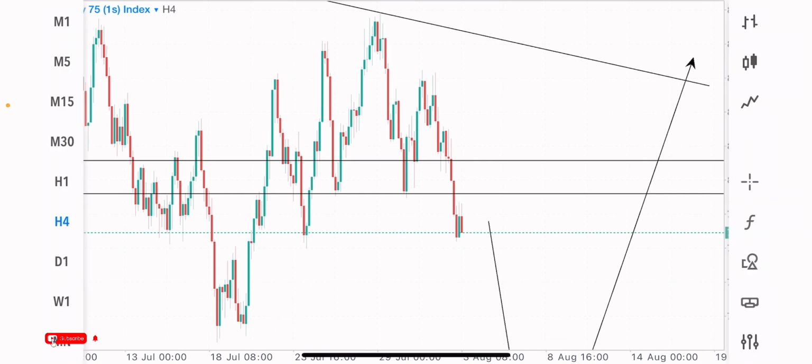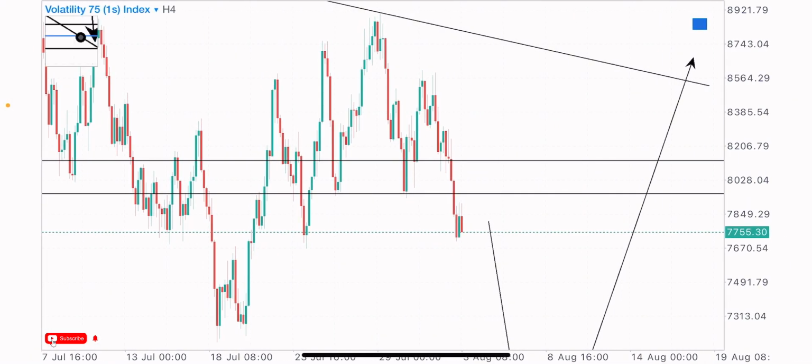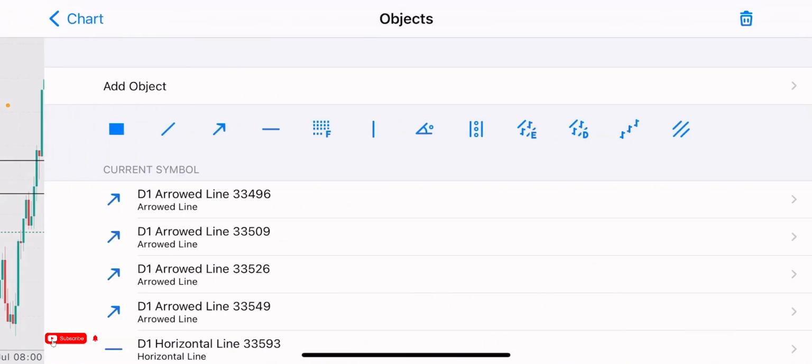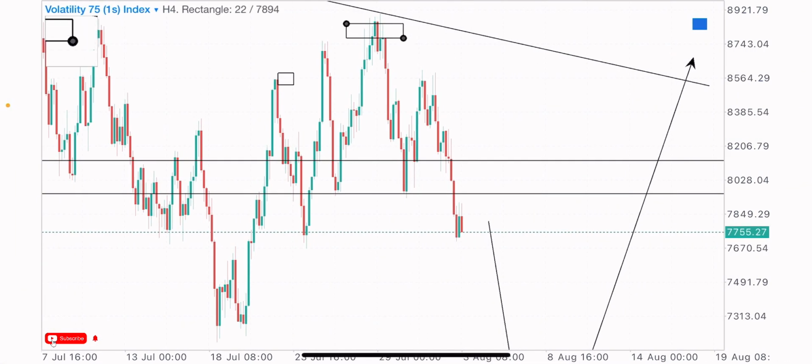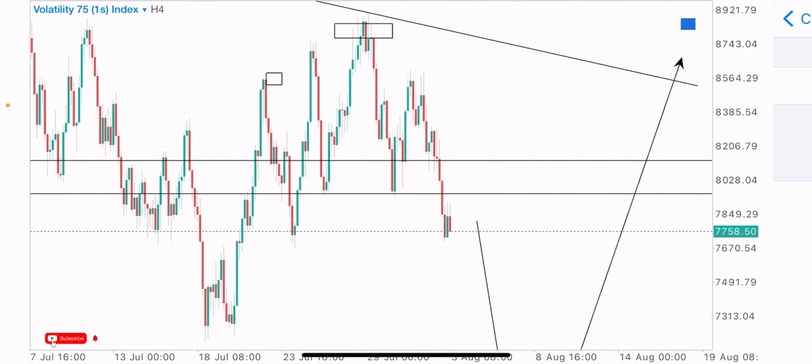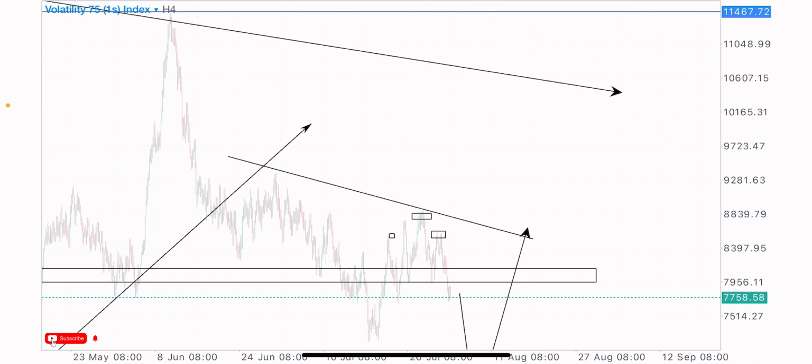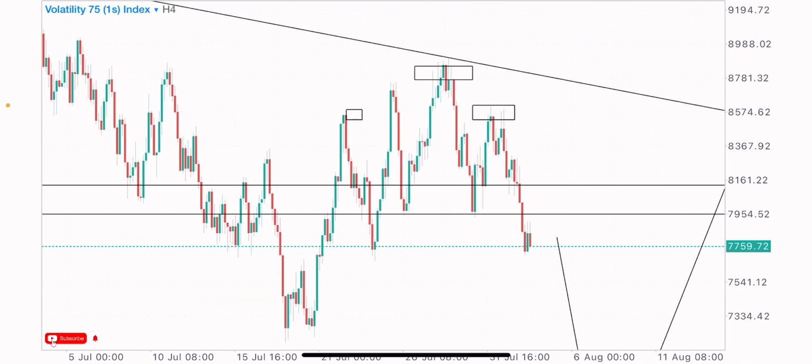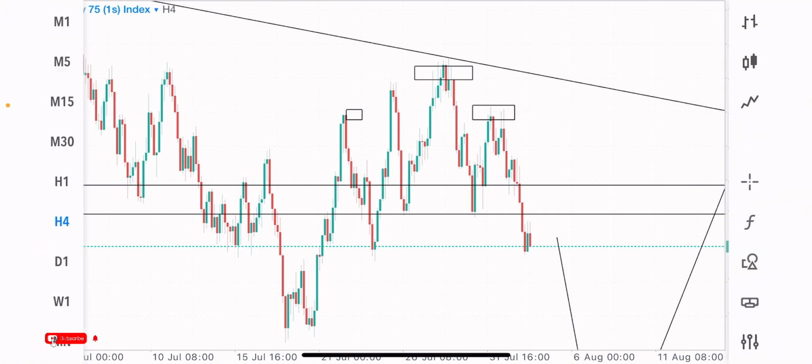On the 4-hour time frame, you can see clearly that the market has already started forming this reversal pattern, this left shoulder at this point, the head at this zone, and the right shoulder at this point, which is a nice reversal pattern. And we got the neckline as well at this zone, a neckline for a reversal pattern.